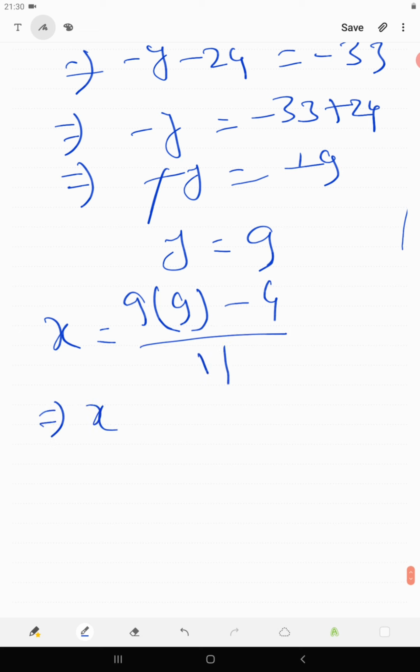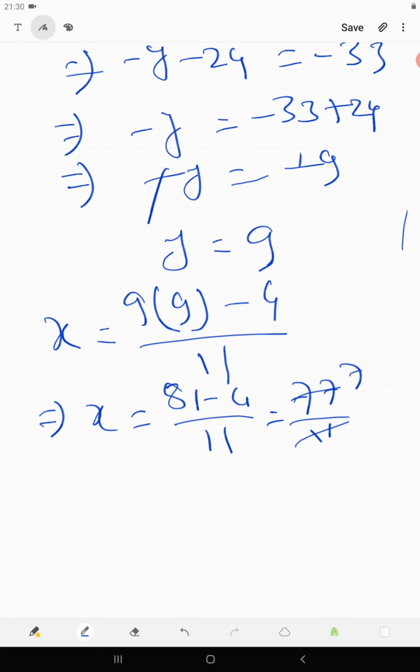So x equals 81 minus 4 by 11. 81 minus 4 is 77 by 11. 11 7s are 77, so we got x equals 7. Correct? So x by y equals 7 because we need to find the fraction. So x by y equals 7 by 9. So that is our solution. So x by y is 7 by 9.